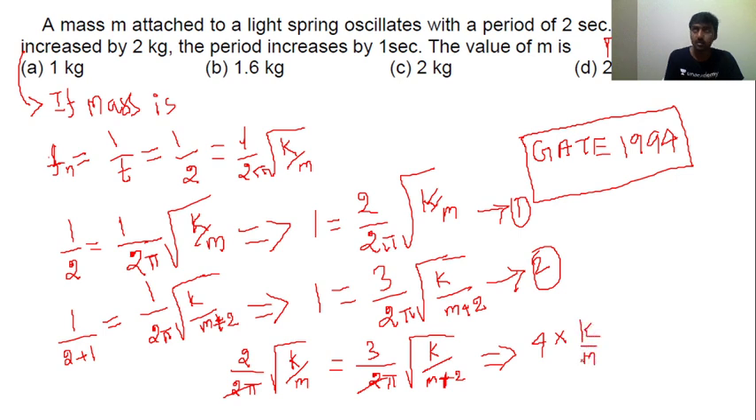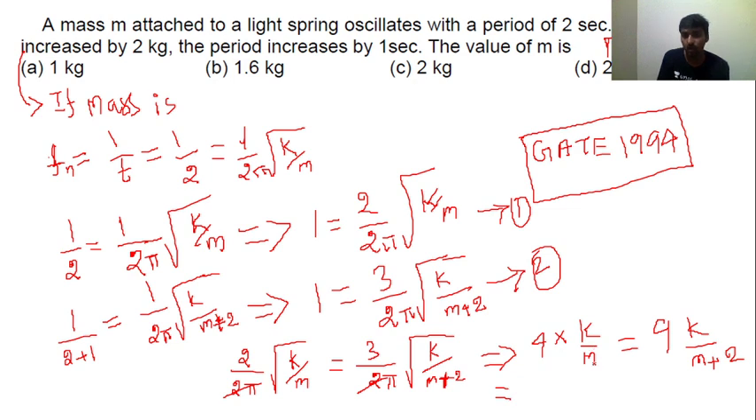k divided by m. Wait a minute, I will switch on the chart. Yes. Is equal to, when you are squaring the 3, 9. Then squaring the root k divided by m plus 2, it is k divided by m plus 2. This is the equation now. Now cross multiply the values.